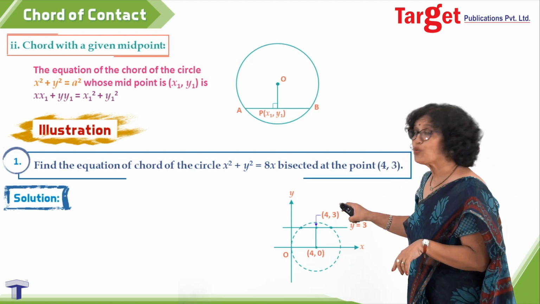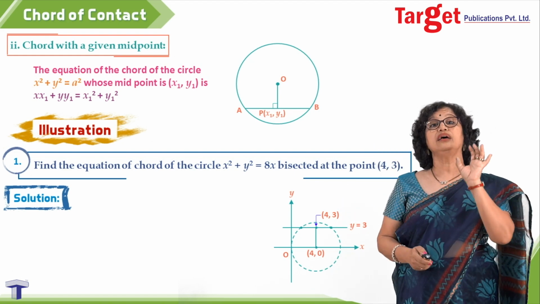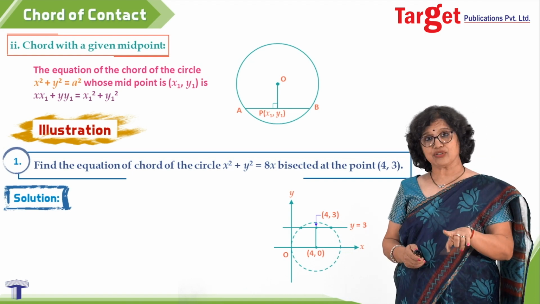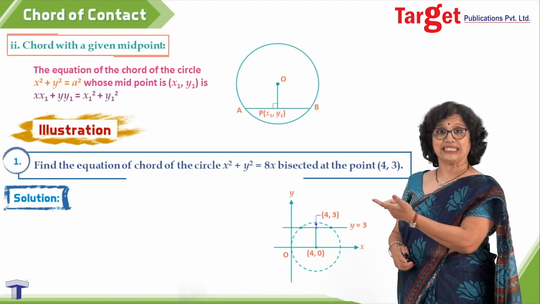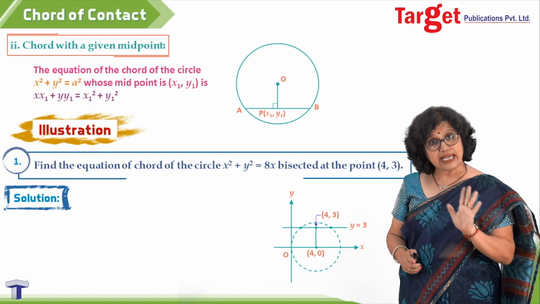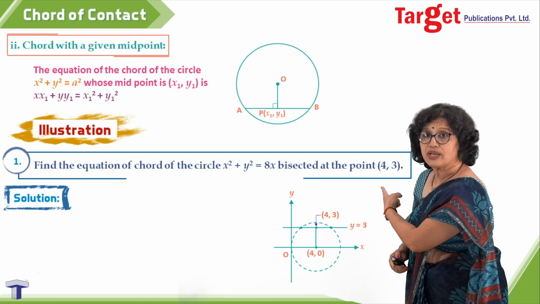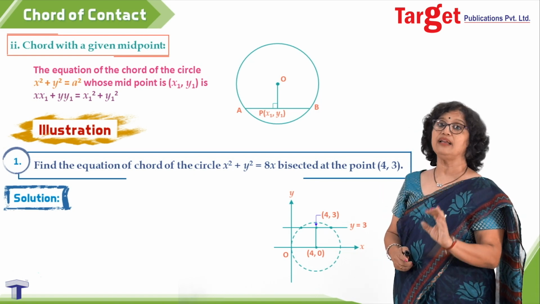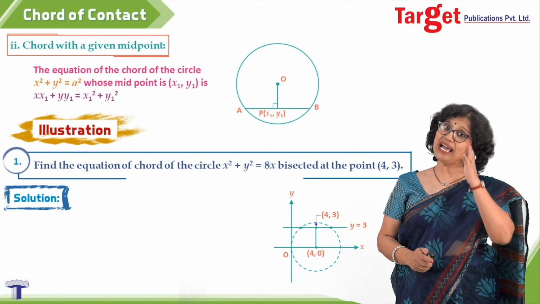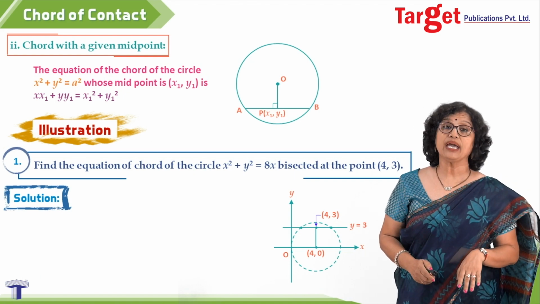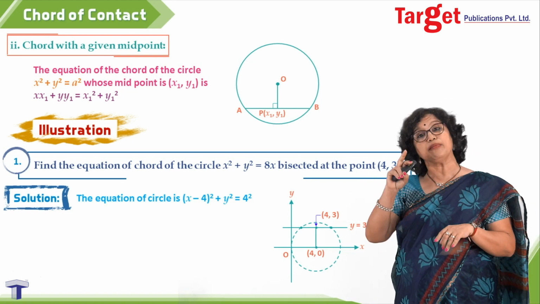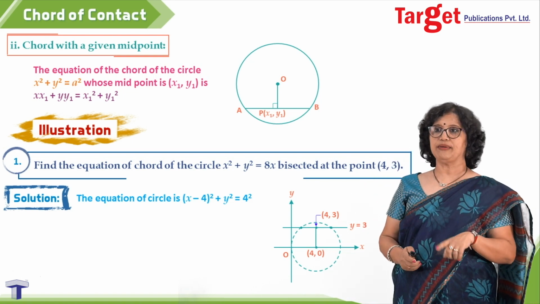So x square plus y square equal to 8x you can always write as (x minus 4) whole square plus y square equal to 16, and that would tell me that center is (4, 0), radius is 4. So the picture with (4, 0) as the center and radius 4 would be something like this. Means y-axis is the tangent. Okay. Also, we are given that (4, 3) is the midpoint of the chord.